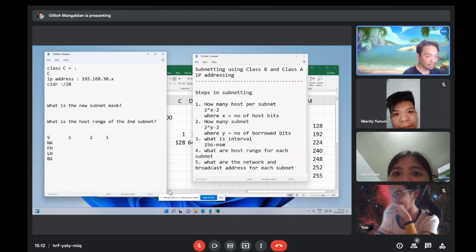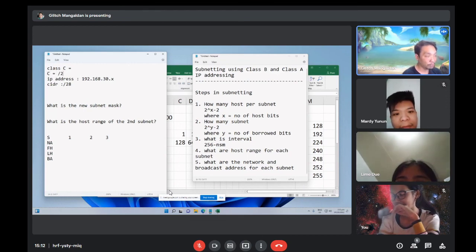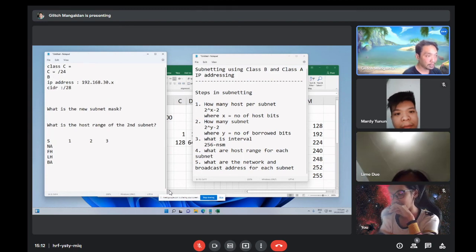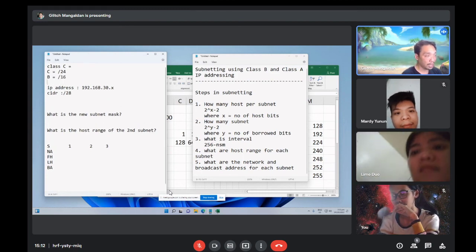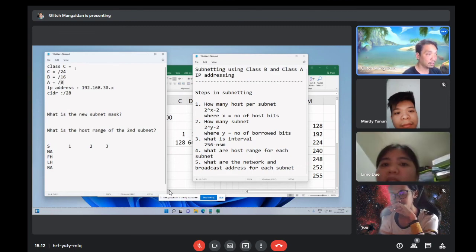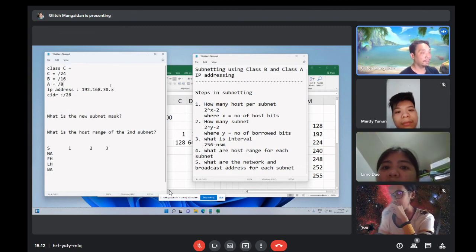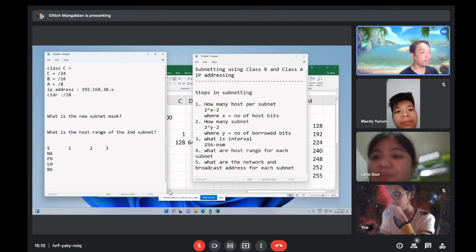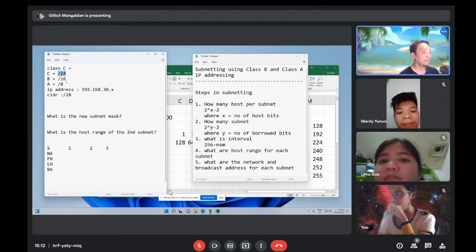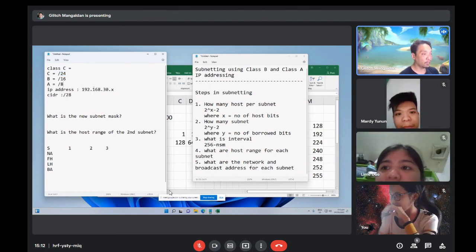Ang C is slash 24. Ang B is slash 16. At ang A is slash 8. Okay? Default yan. When we say default, pag gumamit ka ng class C, automatic slash 24. Okay? So, okay na. Let's go back.